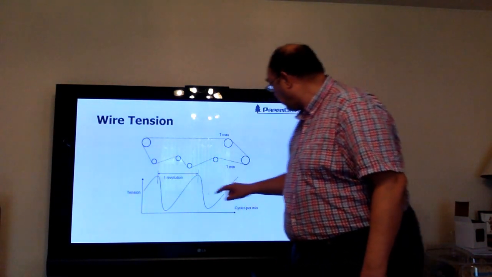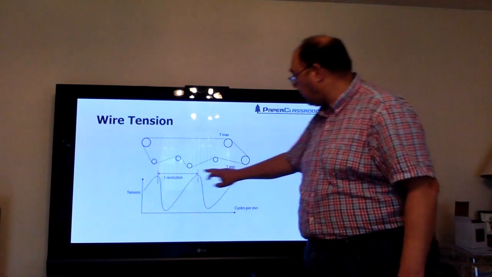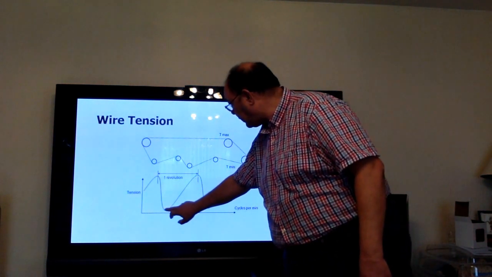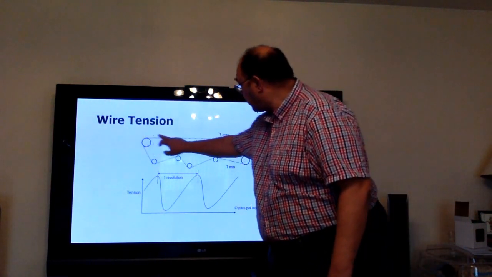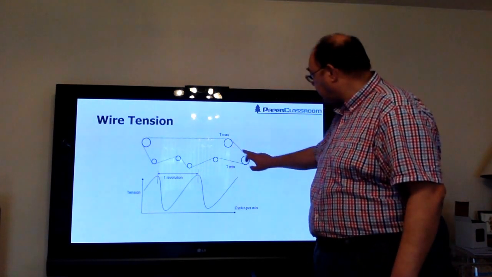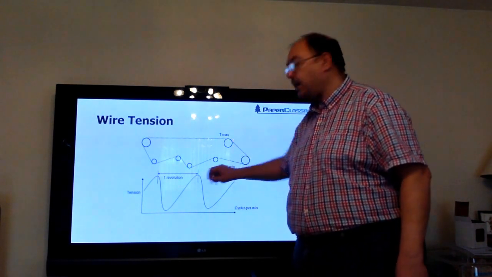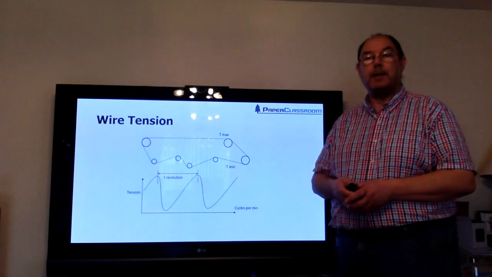This point here represents the drive roll. When you push it through, there's a rapid fall off in tension. As you go over these rolls and around, the tension slowly builds until you get to this point here, which is where you have maximum tension. Now it's very important to control the tension of your wire.